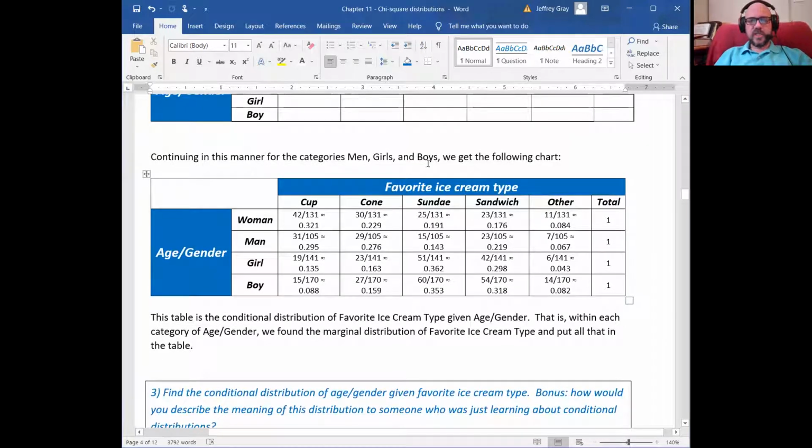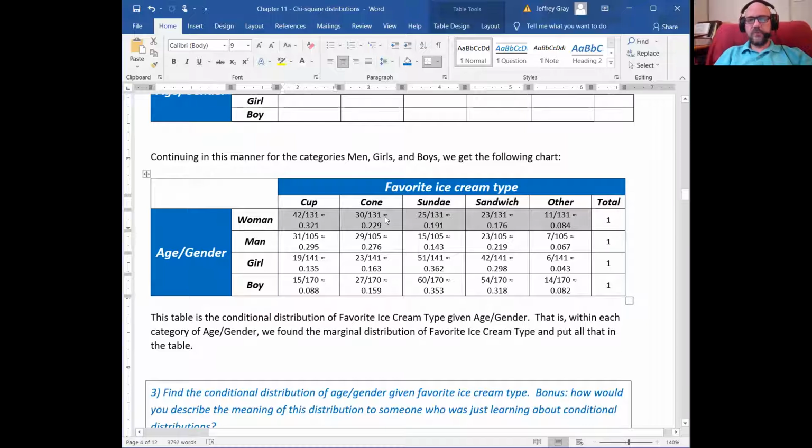This right here is the conditional distribution of favorite ice cream type given age and gender, right? So within any age and/or gender strata, within one strata here, I find the marginal distribution of favorite ice cream type within just the women. And the same thing, I find the marginal distribution of favorite ice cream type within just the men and the girls and the boys, right? All separately.